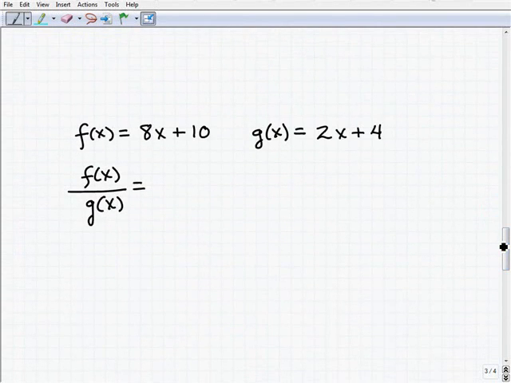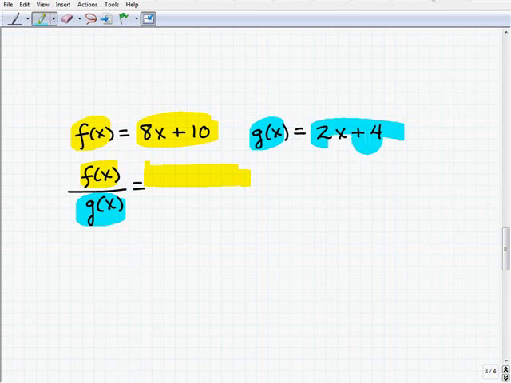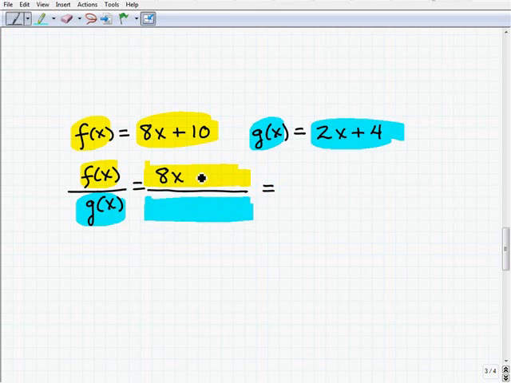Okay, so let's take a look at our last example here. This time we're going to divide two functions. So we have the function f of x, and here it is, 8x plus 10. You're going to want to write that there, and then we're going to divide it by g of x, and that's 2x plus 4. So we're going to set it up. Why don't you go ahead and set it up? There'll be the division sign here, and then you want to go ahead and simplify your result. Let's see how far you get here. All right, so f of x is 8x plus 10. g of x is 2x plus 4.